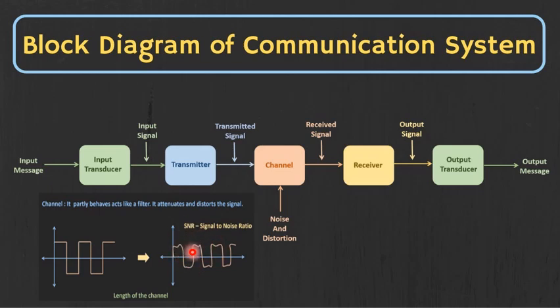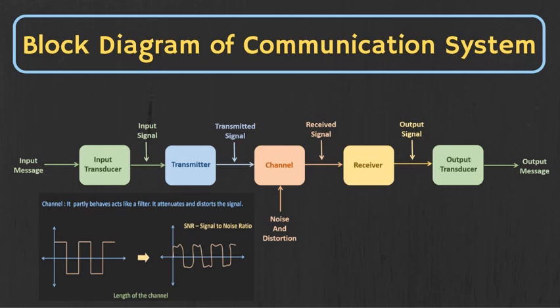But the detector or the receiver should be able to recover the message signal from this distorted signal. And whether the detector is able to recover the signal or not depends on the signal to noise ratio. So it is a very important parameter in communication. This parameter is the ratio of signal power to the noise power. So by increasing the signal power, the signal to noise ratio can be improved and the signal can be transmitted over a long distance faithfully.